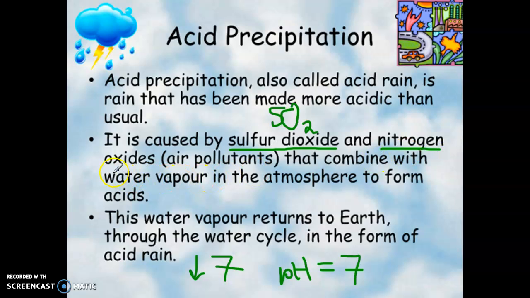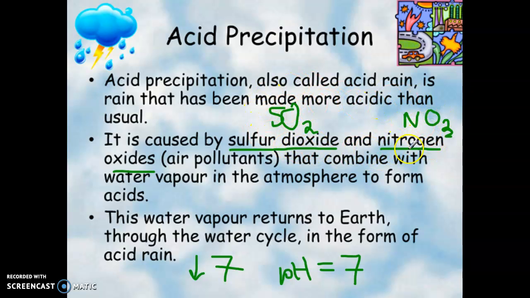And nitrogen oxides. So actually any compound that has nitrogen and oxygen in it. So this can be nitrogen with 1 oxygen, it can be nitrogen with 2 oxygens, or nitrogen with 3 oxygens. But it's the combination of nitrogen and oxygen in that molecule that will actually cause the rain or the water itself to become acidic. Now, where are these pollutants coming from?